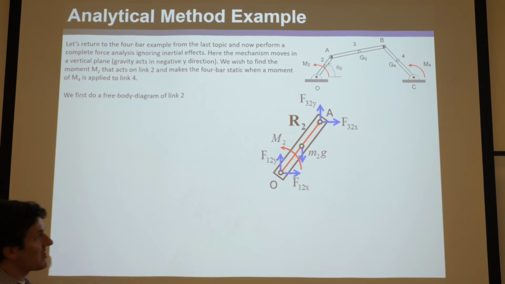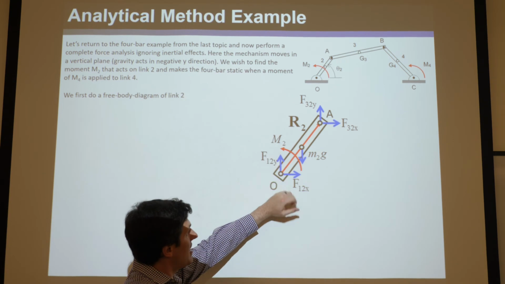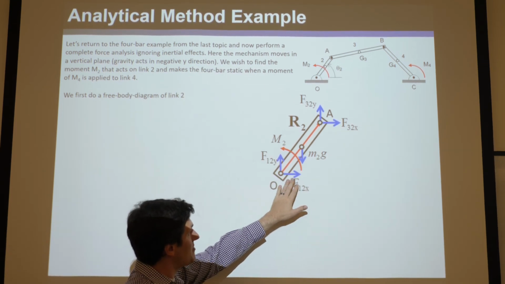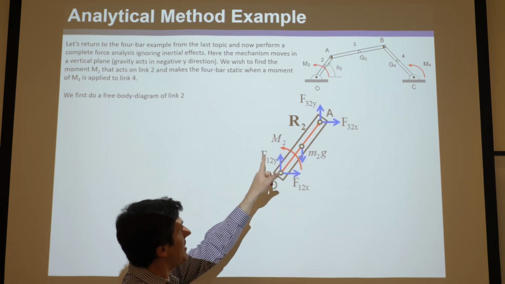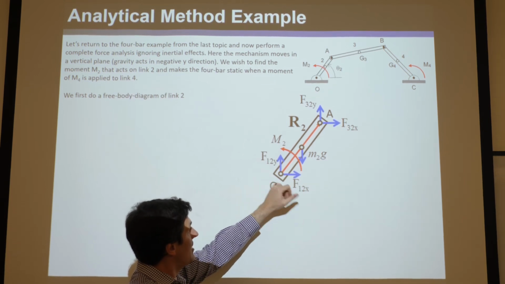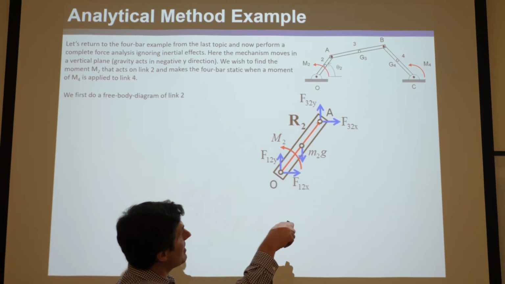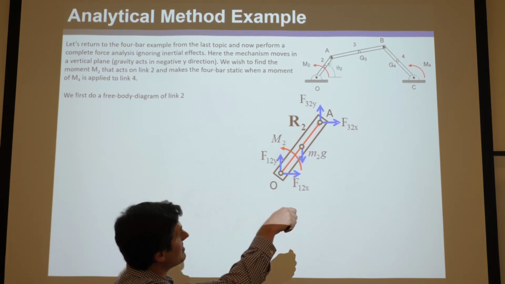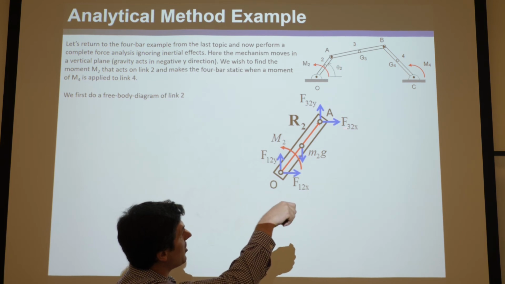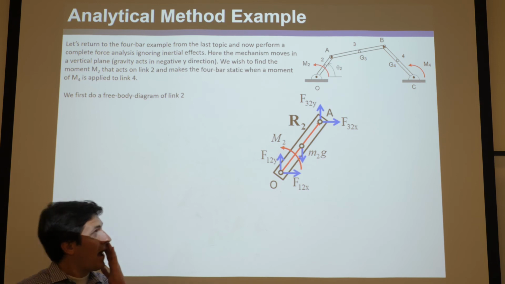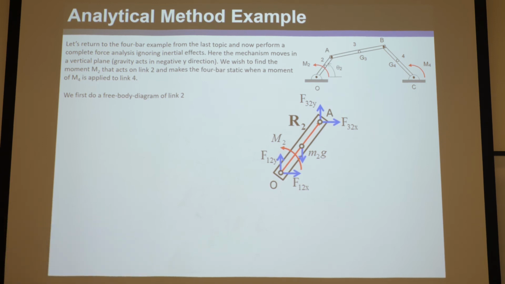Okay, so we're always going to draw these at the pin joints positive, and make sure you label them correctly. So this is F12x because this is the force that 1 imparts on 2. And this is the force that 1 imparts on 2 going up in the y direction. And same thing at this pin. These are the forces that 3 impart on 2. So it goes F32x, F32y. Okay? And those are all the loads that are on that link.